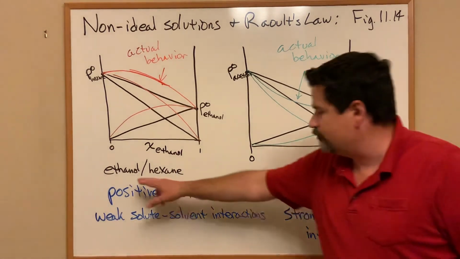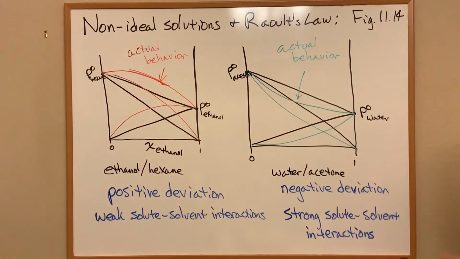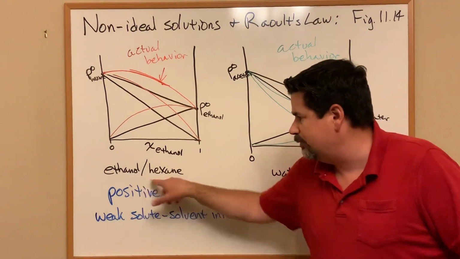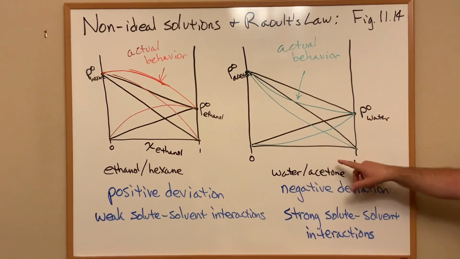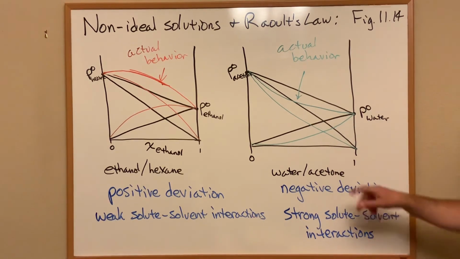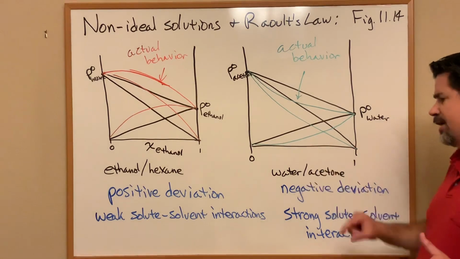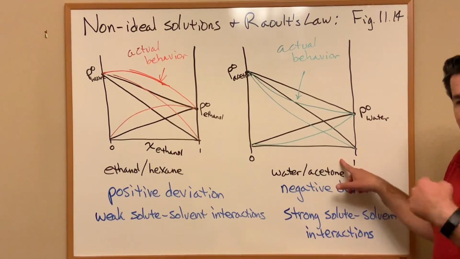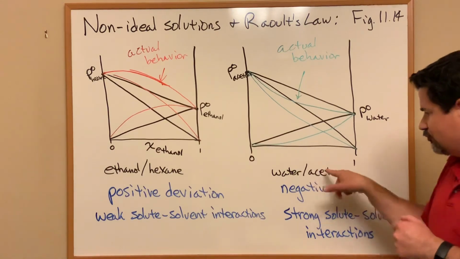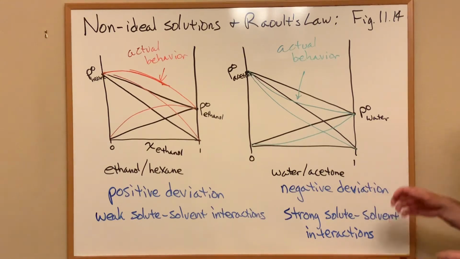Now, if we drew the structures, we'd see that ethanol is polar and hexane is nonpolar. So that explains why there are weak interactions between those guys. So that's going to be a positive deviation. Water is polar, we know that, and acetone is also polar. So we could see how there might be a negative deviation. In fact, water likes to hydrogen bond. Acetone can't hydrogen bond to itself, but it can accept hydrogen bonds from water. So the water-acetone interaction is going to be stronger than just the acetone-acetone interaction. And that explains then the negative deviation.